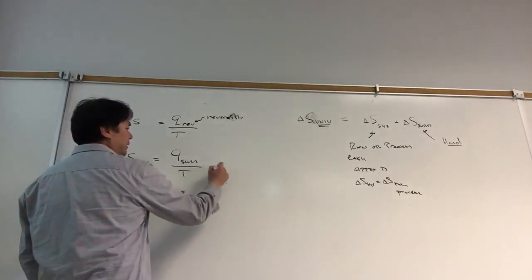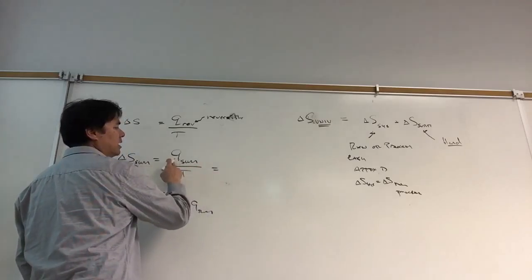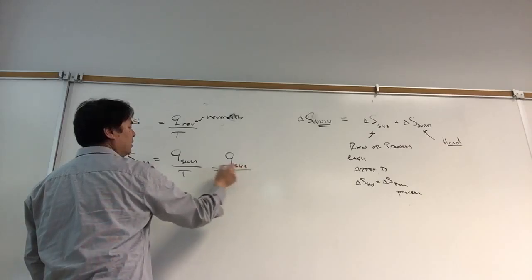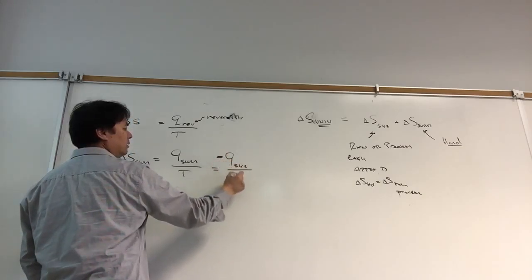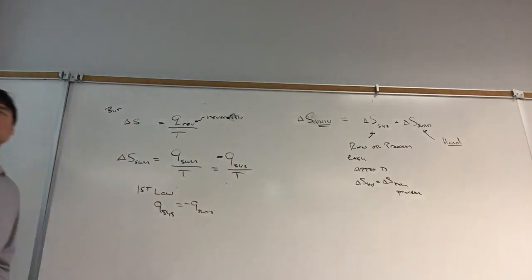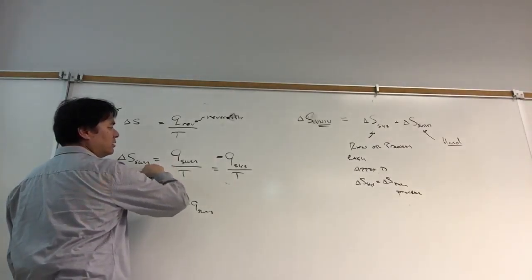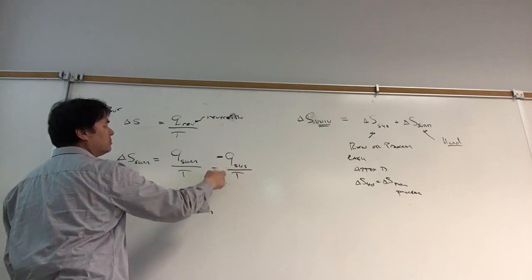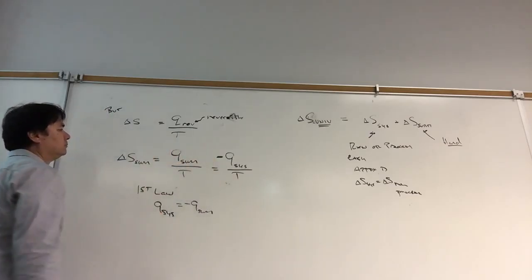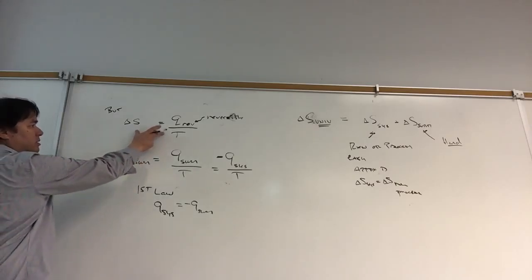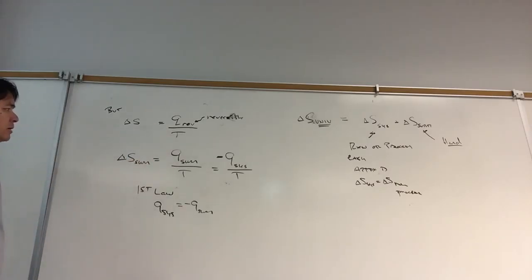Well, if we know that the heat was gained or lost by the surroundings, it must have come from the system. And so we just change the sign to indicate the direction of change here. And so delta S of the surroundings can be put in terms of the system here. Okay, so this equation is just given. This is what the entropy change is dependent on.